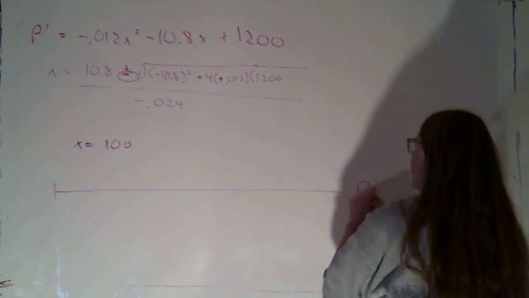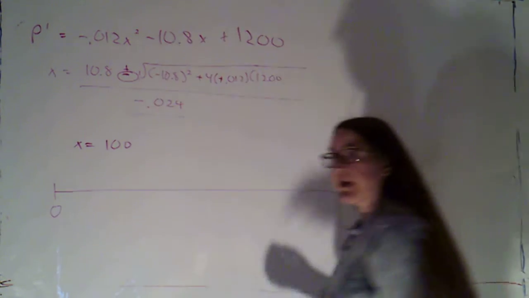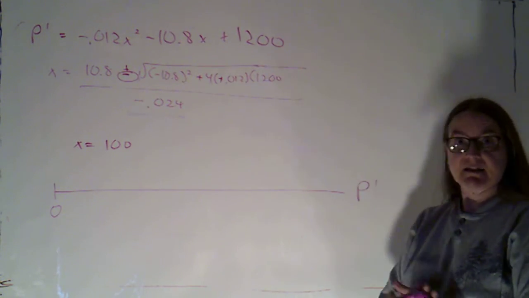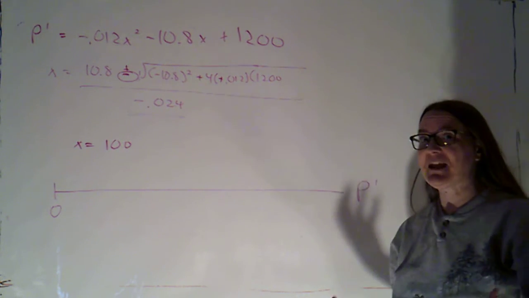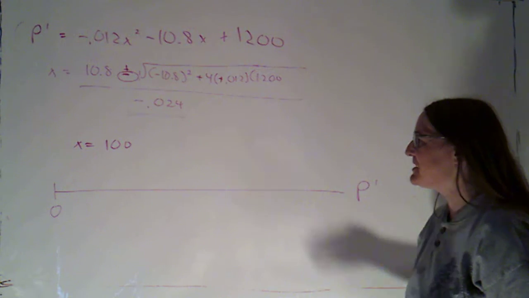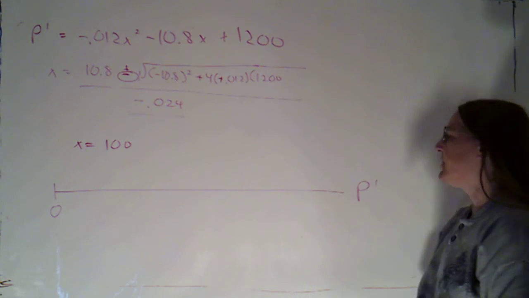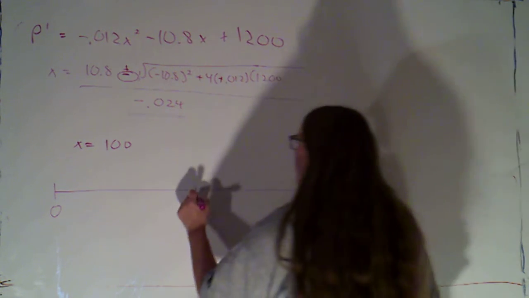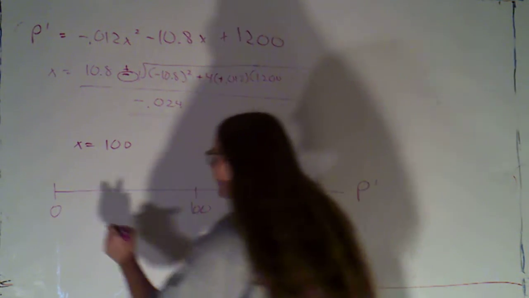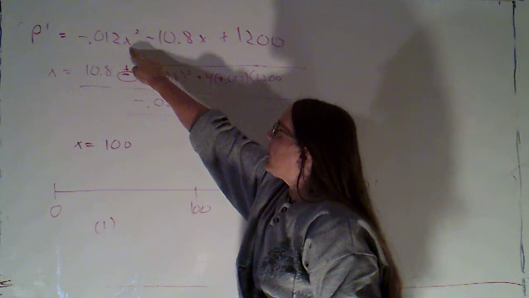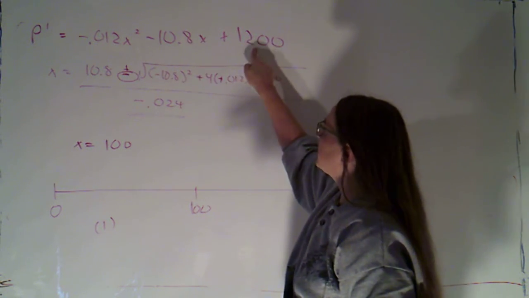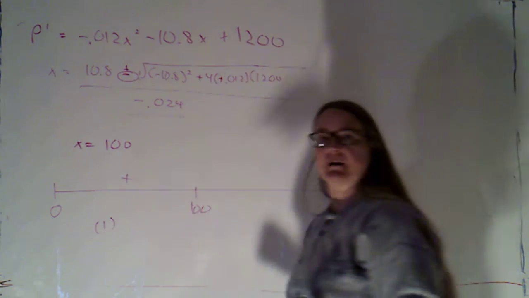So I'm going to draw my number line for p prime, making a note that I can only plug in positive numbers because we've restricted our domain. The natural domain for this function would be all real numbers, but the realistic domain is all numbers that are non-negative. Okay. All right, so if I mark off 100, if I plug in, let's just say 1, negative 0.012 minus 10.8 plus 1200, that's going to be positive.